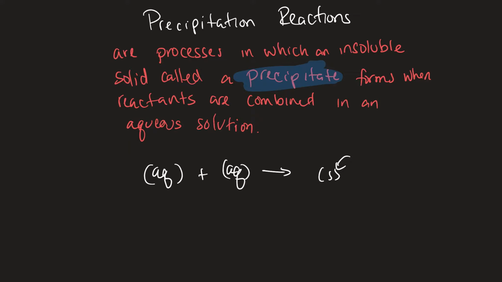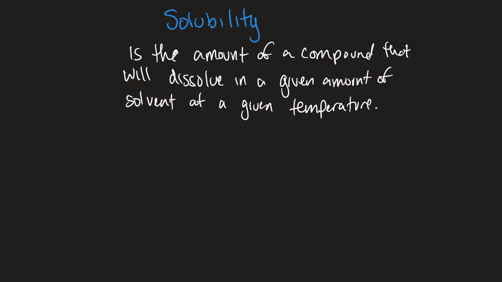Now, whether a precipitation reaction will occur on mixing aqueous solutions of two ionic compounds really depends on the solubilities of the potential products. So what do I mean by solubility? Solubility is the amount of a compound that would dissolve in a given amount of solvent at a given temperature. So solubility is temperature dependent, but it's all about how well something can dissolve in water.